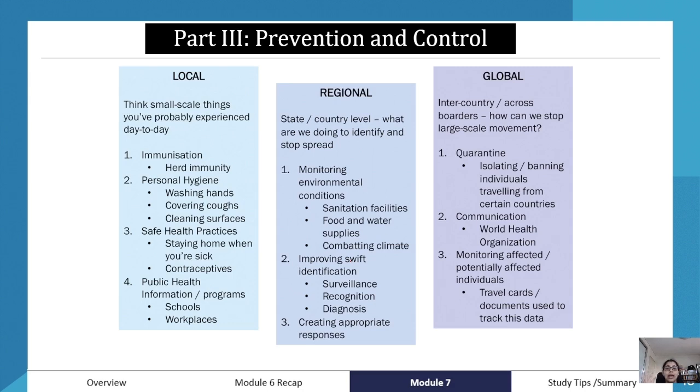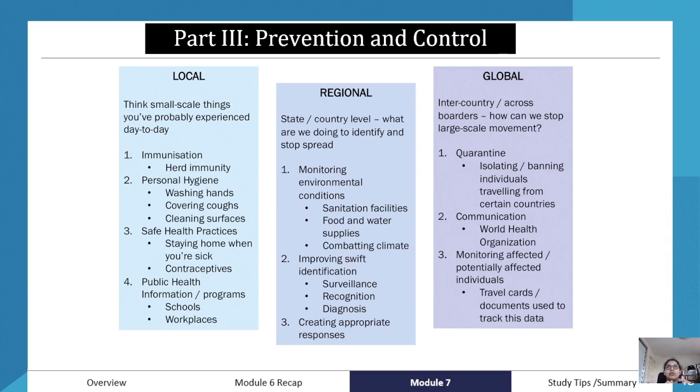Global is when we're looking at generally the biggest scale, and we're firstly looking at quarantine, so isolating and banning individuals from traveling. As you would know, travel basically shut down in 2020 as a result of this in most countries. Communication is done through reputable sources, like the World Health Organization, and monitoring affected and potentially affected individuals, like travel cards, documents used to track this data.